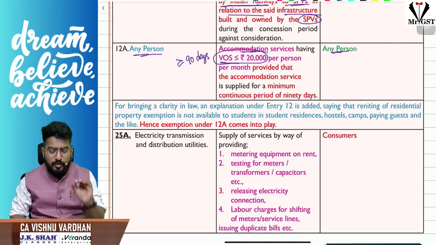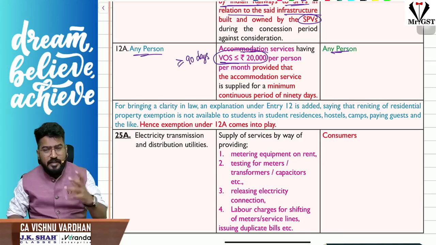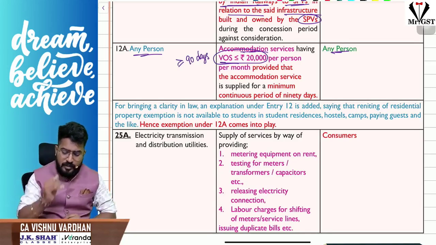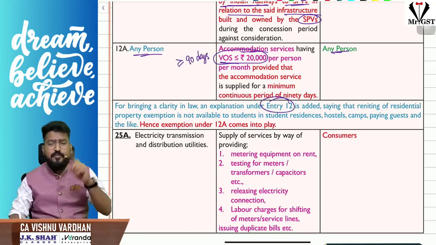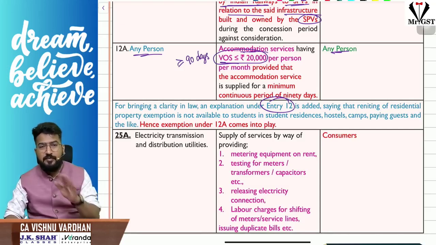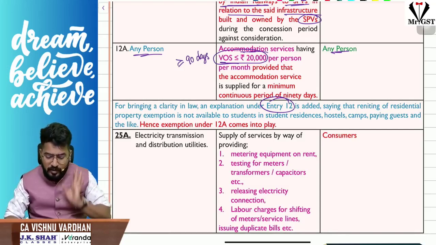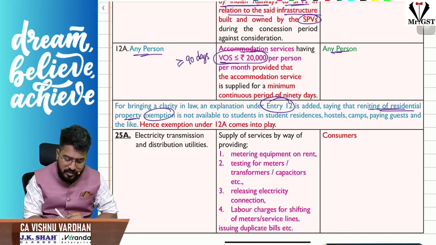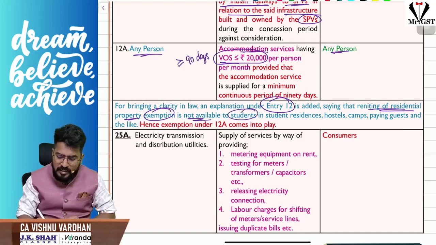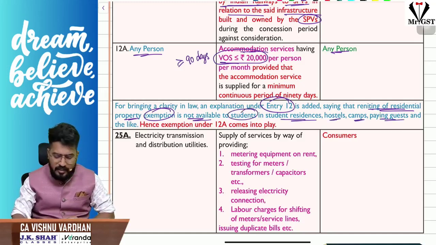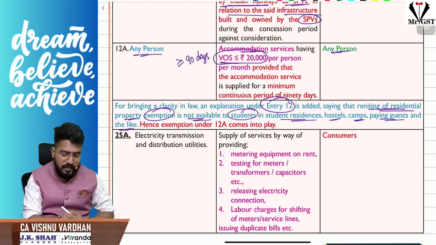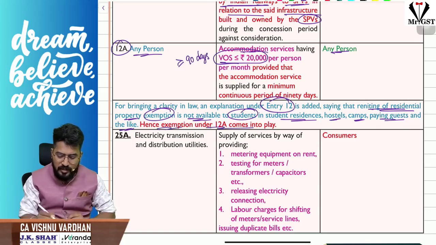That means we are talking mainly about hostels or PGs, paying guest houses, etc. To bring clarity in law with respect to this entry, in entry number 12, renting of residential property for residential purpose is exempt under GST. In that, they have added a point saying that the renting of residential properties exemption is not available to students in student residences or hostels, camps, paying guests, and the like. So you should come to 12A only, this entry only. Hence the exemption under 12A comes into play.